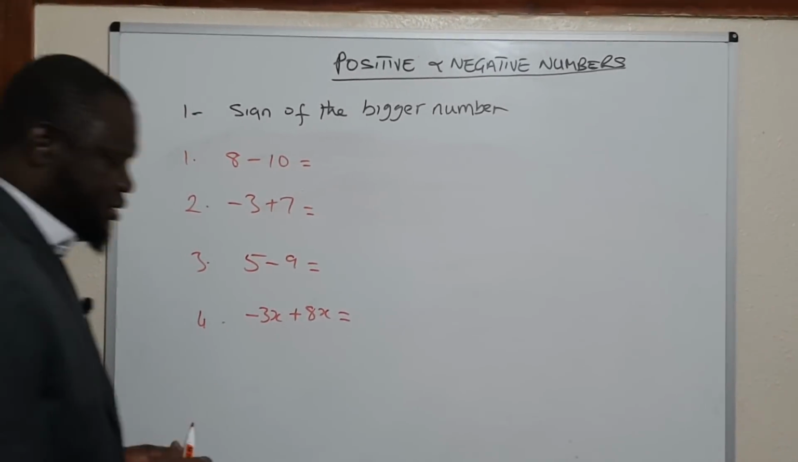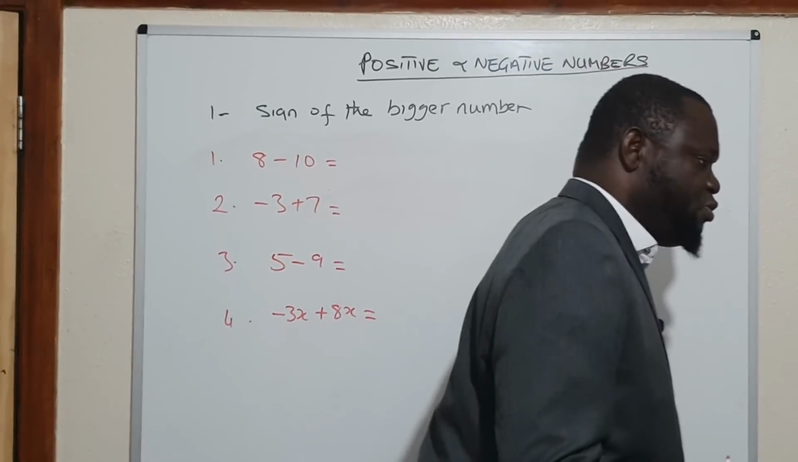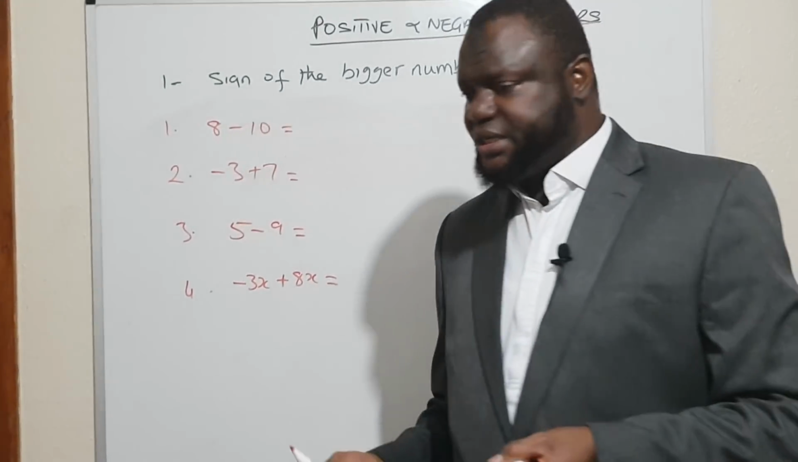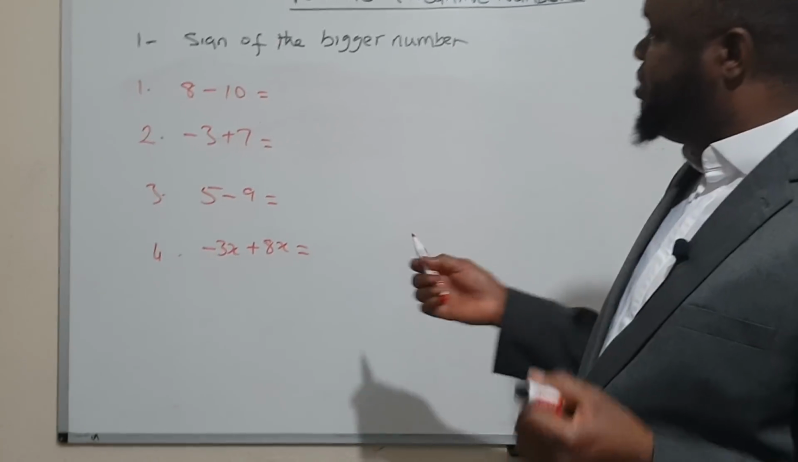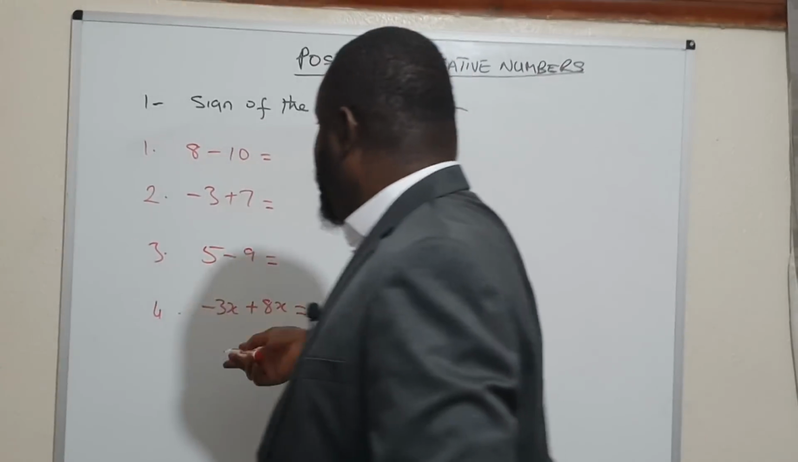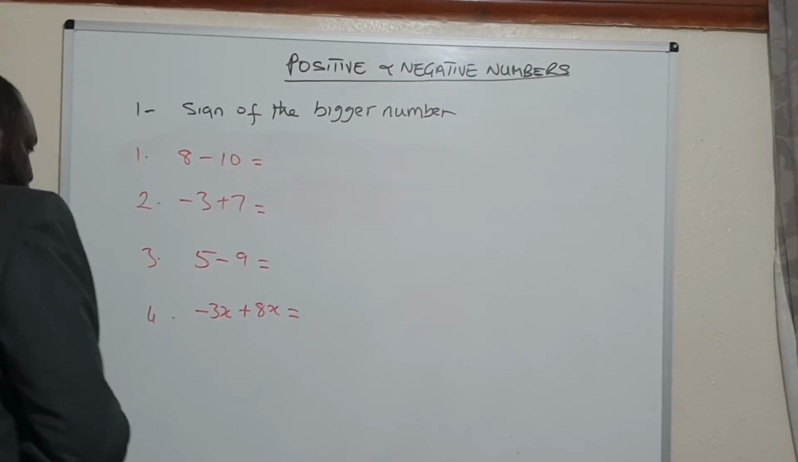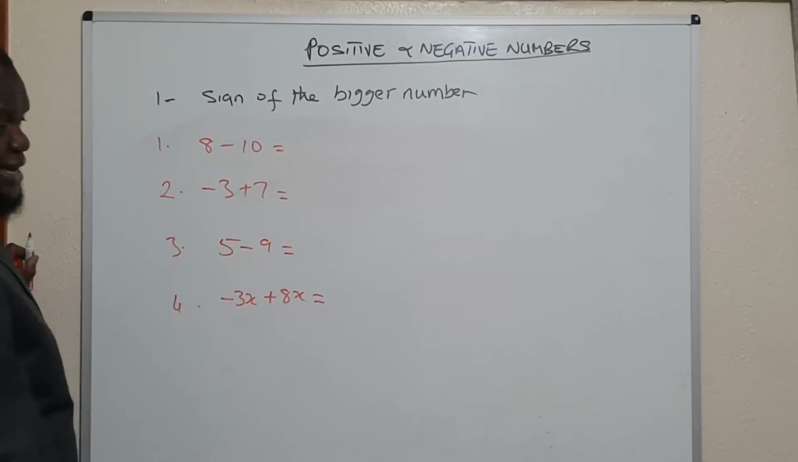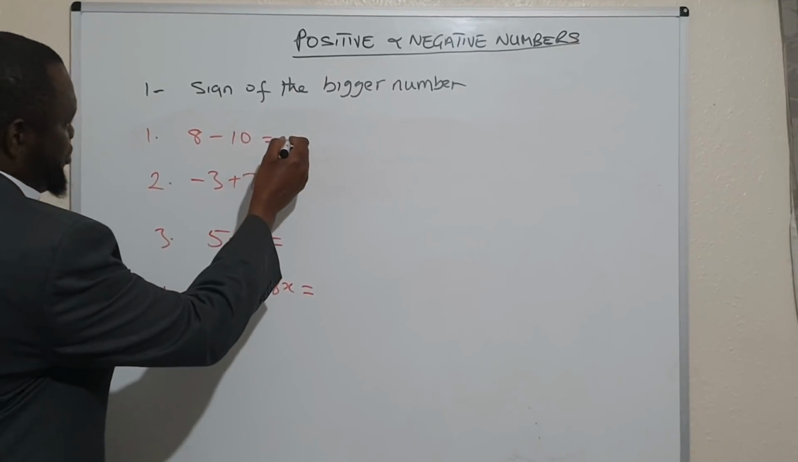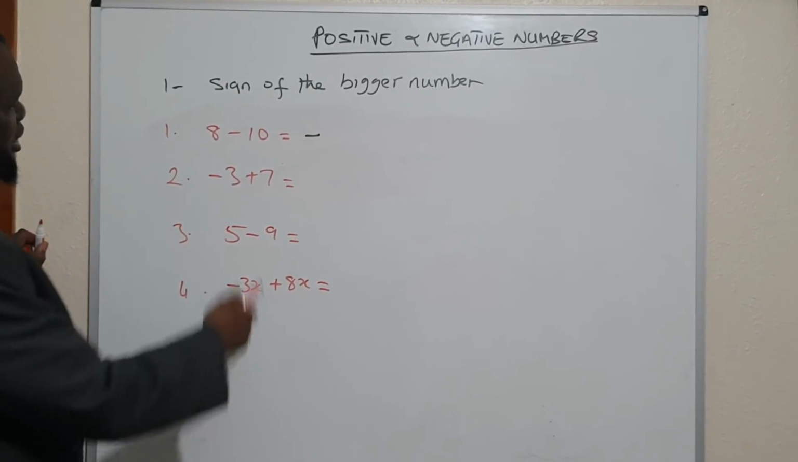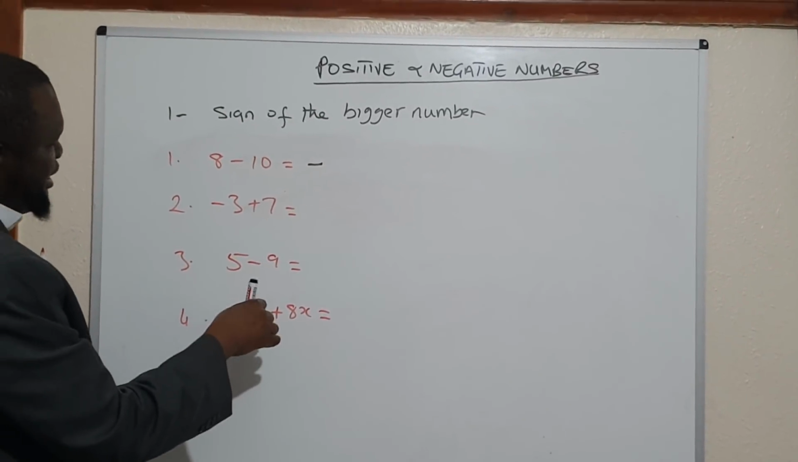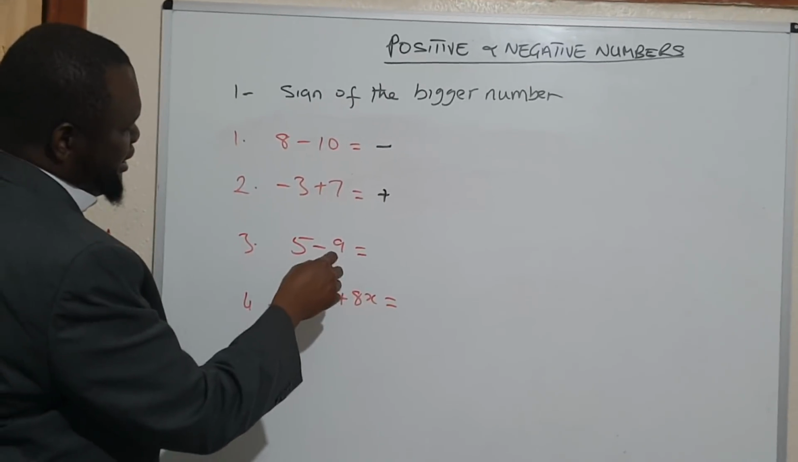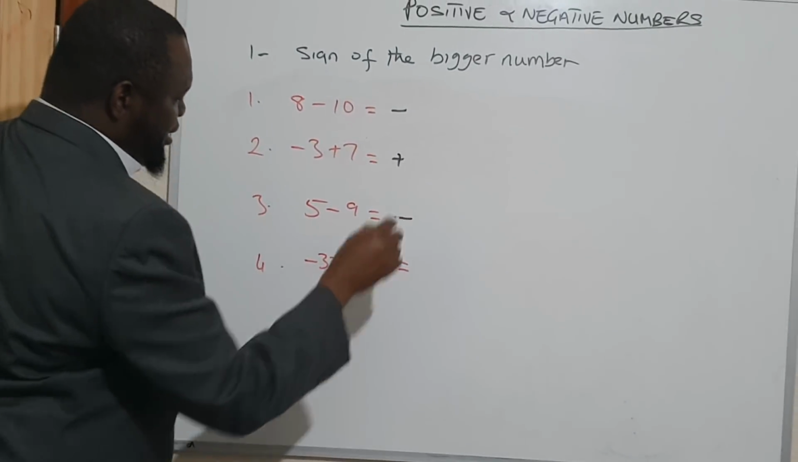Now, how do you solve this? What is our principle? Our principle is sign of the bigger number. So here, we have to identify which one is bigger. In this sum, number 1, the bigger number is 10, what is its sign? Minus. So our answer will be in minus. Here, which one is the bigger number? 7. So our answer will be in positive. Here, which one is the bigger number? 9. Its sign is minus, so our answer will be in minus.